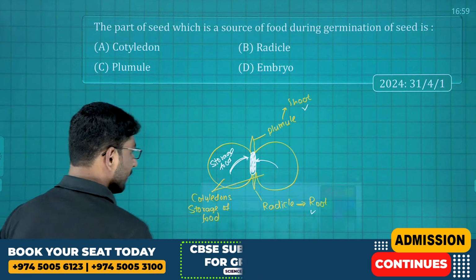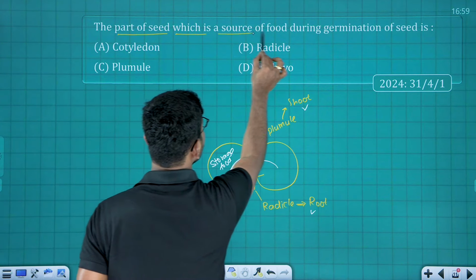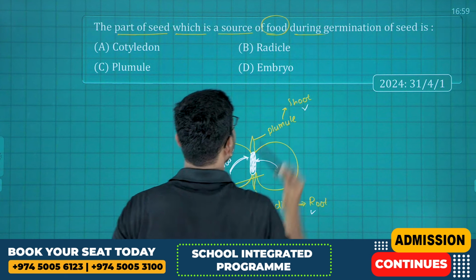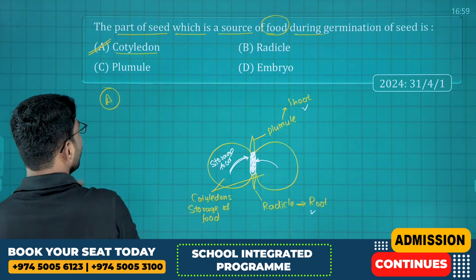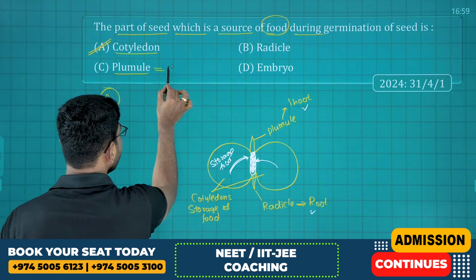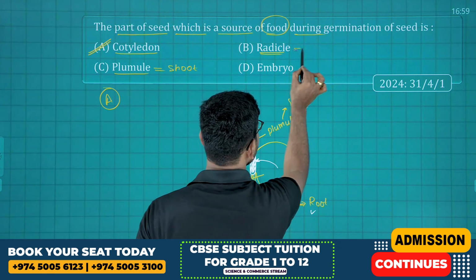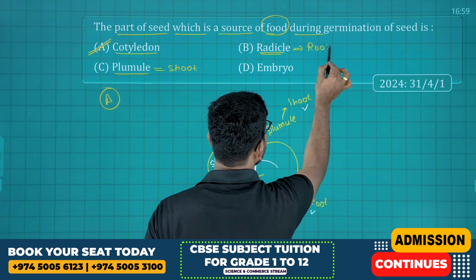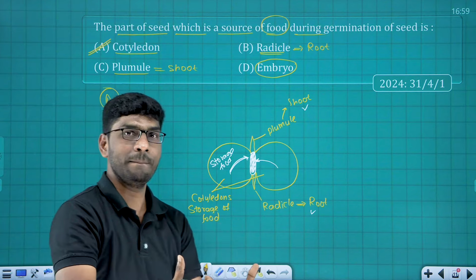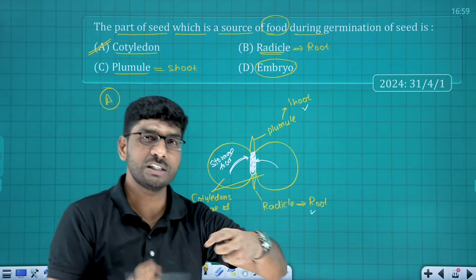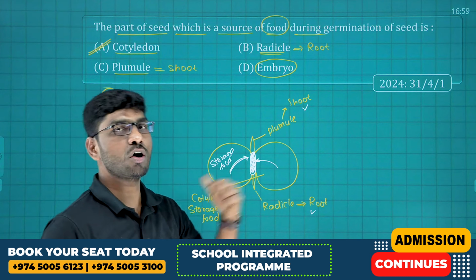So look here, what they mention in the question. The part of seed which is the source of food during germination: cotyledon. Yes, because the cotyledon stores food material. The plumule becomes the future shoot or stem. The radicle becomes the future root. Remember, this embryo is going to germinate and develop with the help of this reserve food material. Am I clear, students? You got my point? So the correct answer is cotyledon.